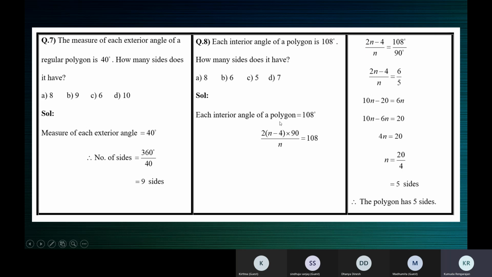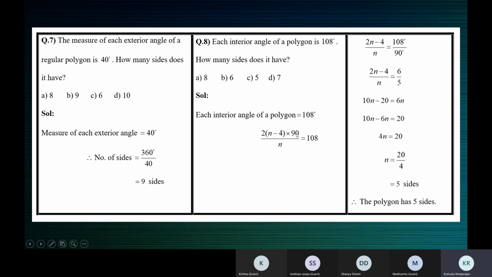Now your question may be why I have used this. Just to show you how the working goes. The numerator is the formula to find the sum of all the interior angles of any polygon. Divide by n. This you can do only if it's a regular polygon. When you divide by n, you get the value of each interior angle, and that is equal to 108.